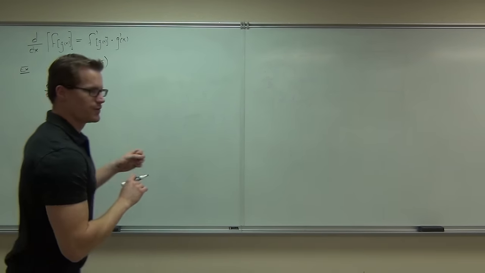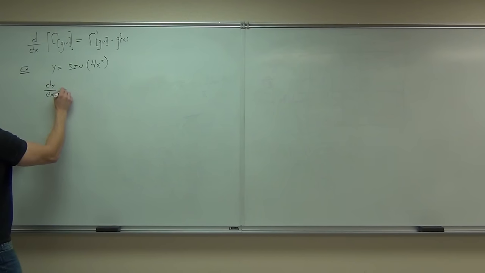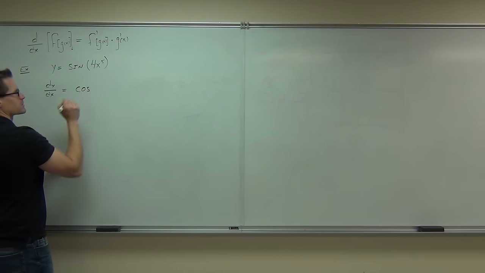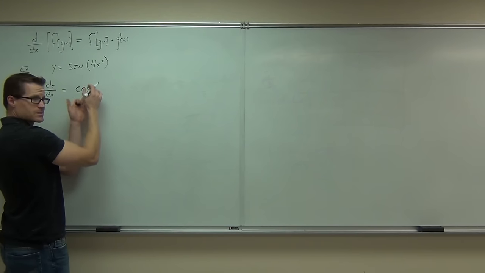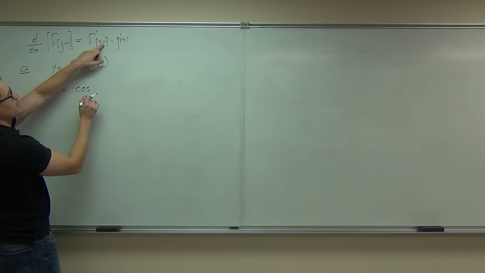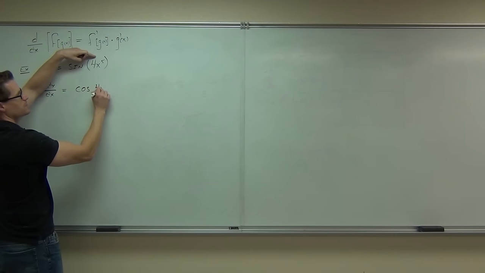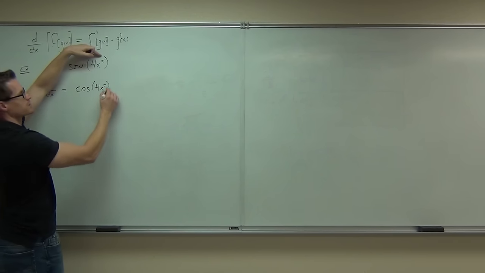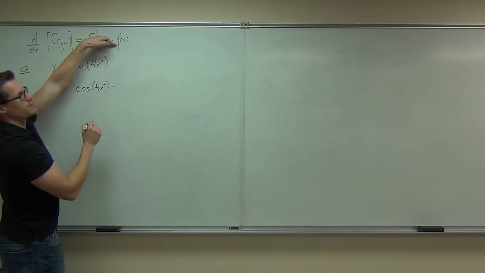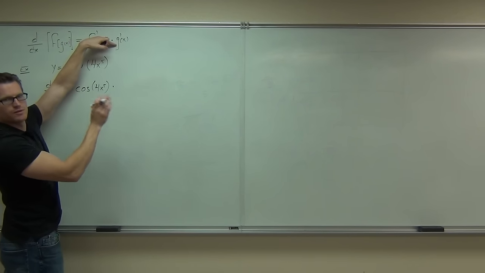So what's the derivative, everybody, of sine? Cosine. So we do the cosine, yes. Do we take the derivative of 4x to the fifth right here? No. That's going to stay alone. That's the g of x, 4x to the fifth. You don't even change g of x, and we didn't change g of x, times the derivative of g of x.